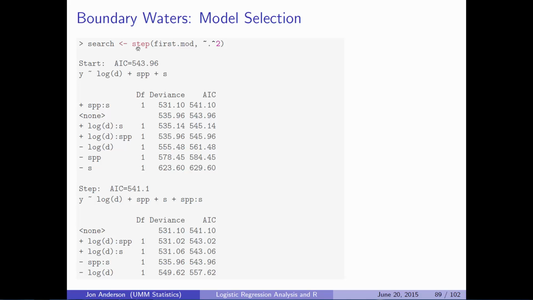You can also do a step function, starting with a model and going up to all interactions. And you can observe what happens here. It looks to either add or subtract terms. A plus means you're going to think about adding terms. A negative means getting rid of terms. And doing nothing at all to the existing model is right here. So the basic starting point is 543.96 on AIC. And the only step to make which will lower the AIC is adding the interaction.